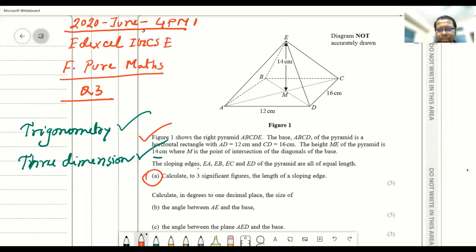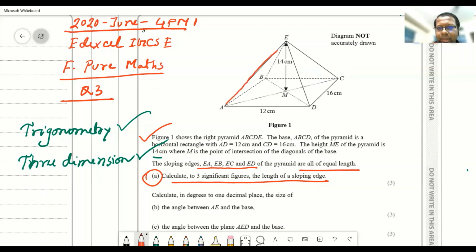The sloping edges EA, EB, EC and ED are all of equal length. Calculate to three significant figures the length of a sloping edge. So you have to find out the length of any of the edges, as they all are equal in length. So I'll try to find out the length of AE.